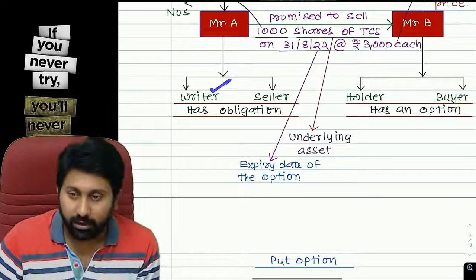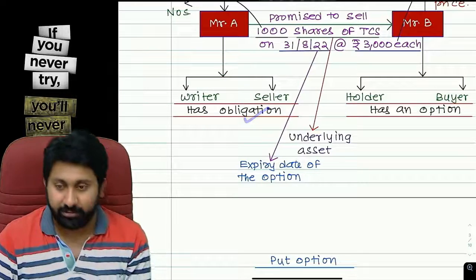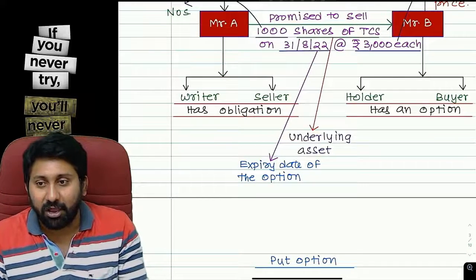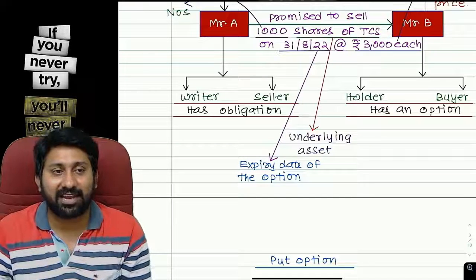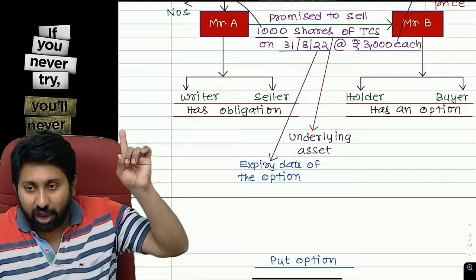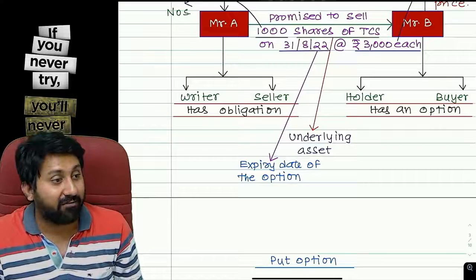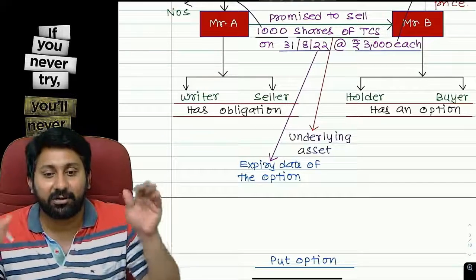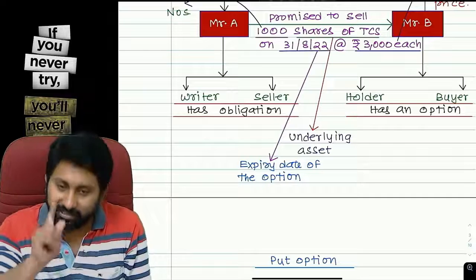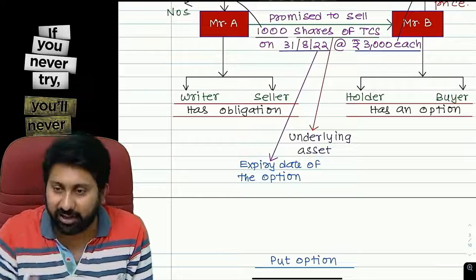Writer. He has an obligation, not an option. Option to whom? Option to B. Sorry, both the persons are having an option. When the option is exercised by B, he will tell, I don't exercise my option to sell. I will not sell to you. So therefore, it is an option only to one party, obligation to another.